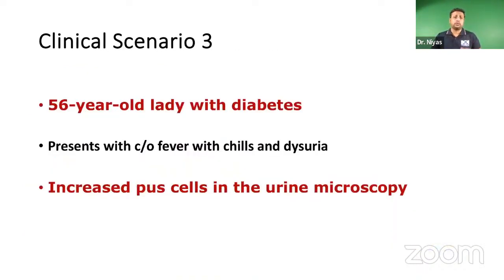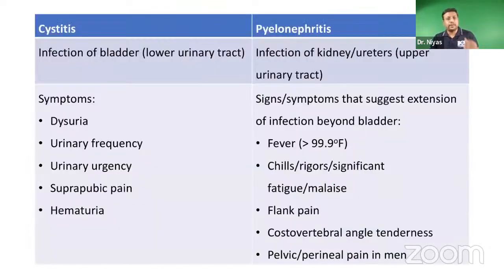We have clinical scenario 3. This is a 56-year-old lady with diabetes presenting with fever, chills, and dysuria. The patient has increased pus cells in the urine microscopy. So this is, again, the 56-year-old lady, it remains the same. But the symptoms, you look, the patient has fever with chills and dysuria. So what is the clinical syndrome here?